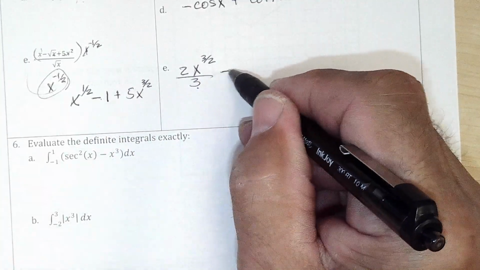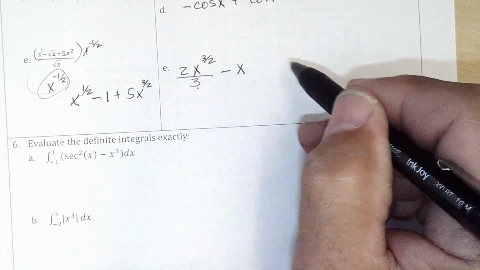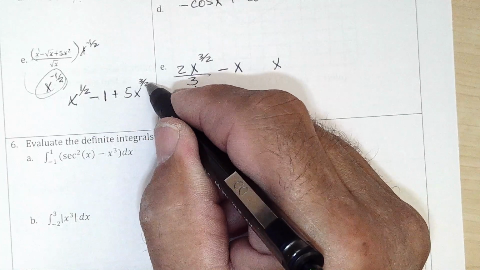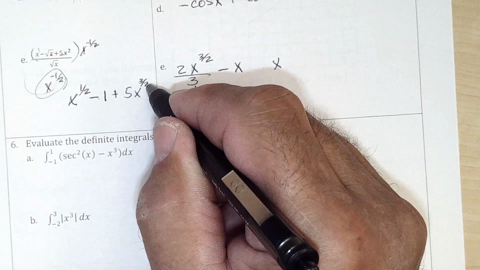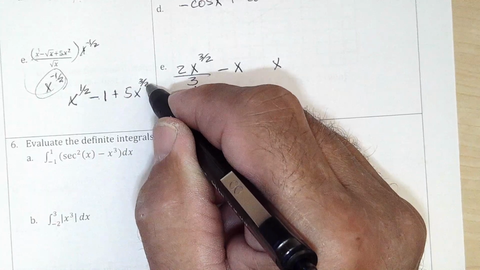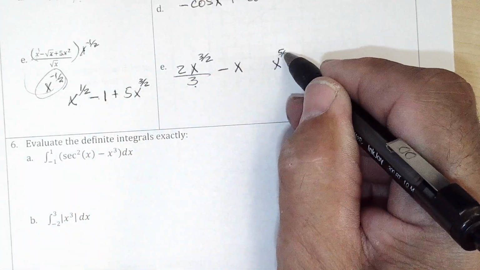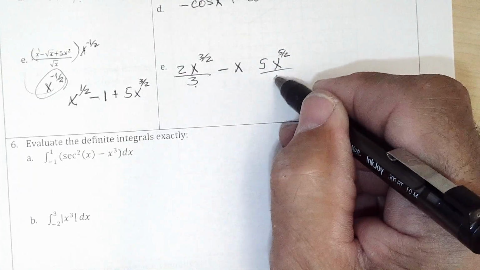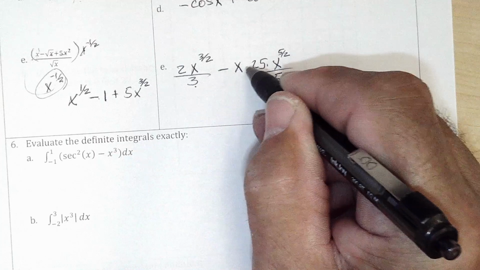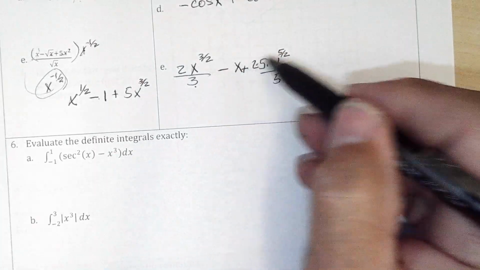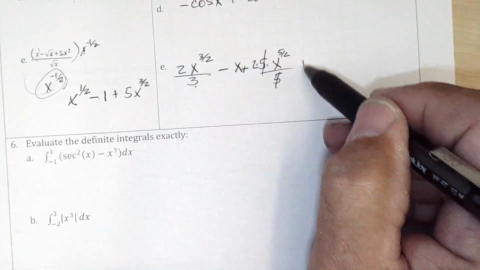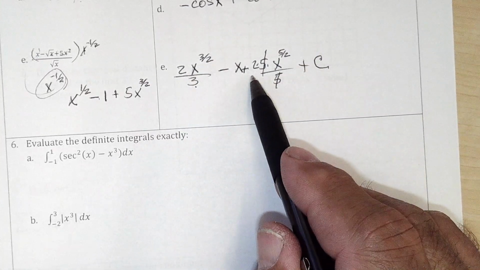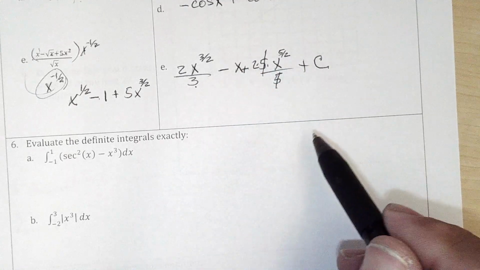Antiderivative of minus 1 is minus x. Antiderivative of this, so we're going to go x to 1 more than 3/2. 1 more than 3/2 is 5/2. And we've got 5, and we have to divide this by that new number, 5/2. So the 5's cancel, and so we get 2/3 x to the 3/2 minus x plus 2x to the 5/2 plus c.